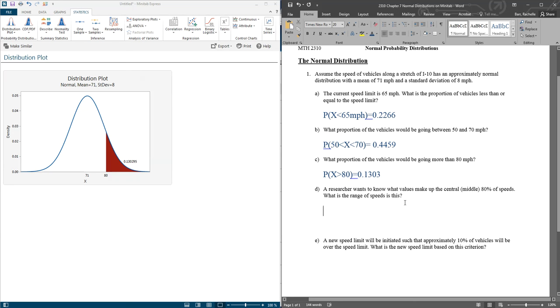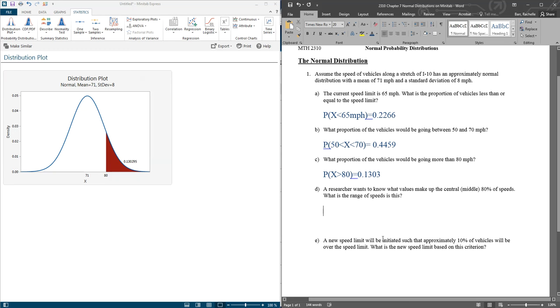Alrighty, so I'm hoping you look at D and E and notice they're different from A, B, and C. So in D, they say, hey, a researcher wants to know what value makes up the middle 80% of all speeds. What range of speeds is this? Be careful. This is not the same as calculating the range of a data set. This is a range of speeds for the middle 80%.